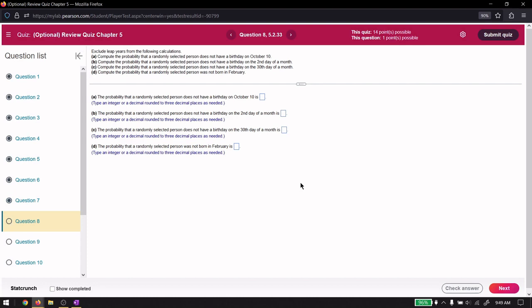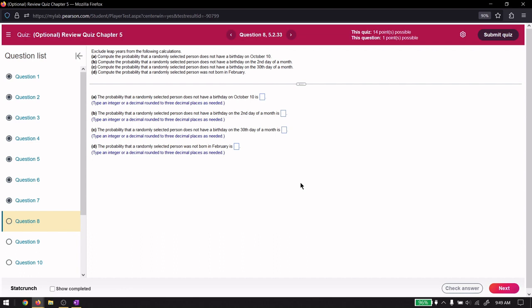Okay, find the probability a randomly selected person does not have a birthday on October 10th. So the probability any one person has a birthday on October 10th is going to be, of course, the possibilities that there are. Well, there's only one possibility, October 10th, out of the total possibilities of the sample space.